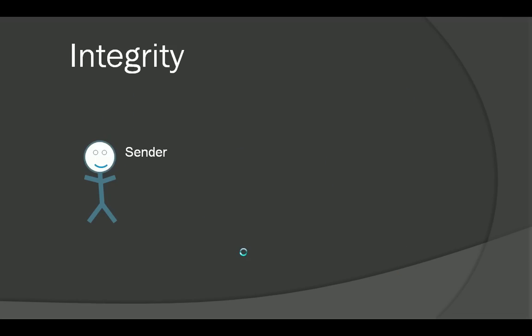We've got a sender, somebody who's trying to send data, and the idea behind integrity is that you can trust the data that you have. So when you're looking at some data, there's no question that the data is as it's intended. No one's modified it, nobody's adulterated that data or mangled it. It's in the same format, in the same form as when the person created that data.